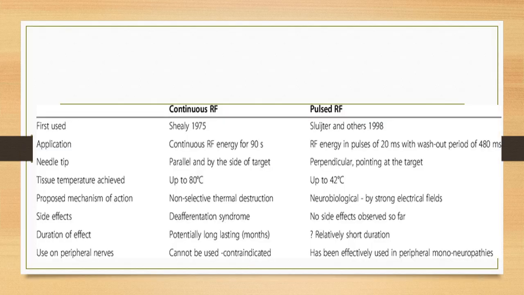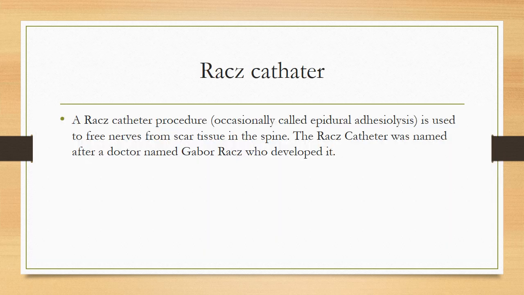Various differences between continuous or conventional radio frequency and pulse radio frequency: what is important is that tissue temperature in conventional is up to 80 degrees, while here it is up to 42 degrees. The mechanism in conventional is thermal; in pulse it is neurobiological or electromagnetic. In conventional, deafferentation syndrome is a possibility, whereas pulse RFA has no such side effect. The duration of conventional is longer than pulse RFA, and we cannot do continuous conventional RFA on peripheral nerves, but pulse RFA can be done for peripheral mononeuropathy.